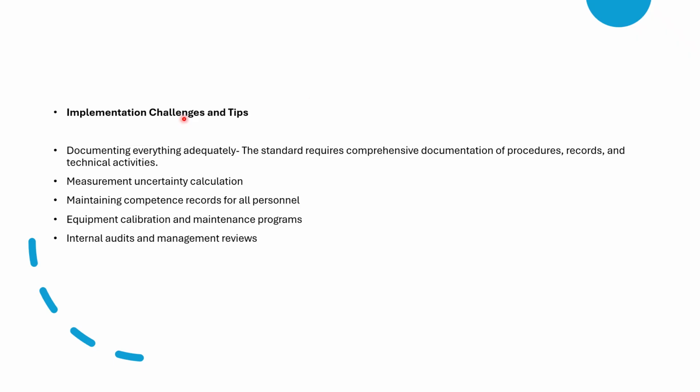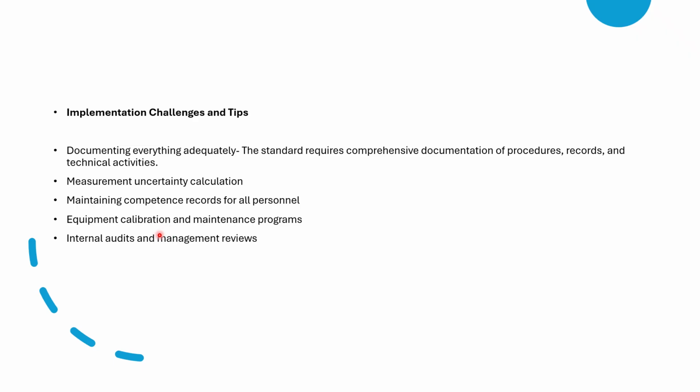Now let's talk about the implementation challenges and tips. Let me briefly touch on common implementation challenges, topics I'll explore in much greater depth in my implementation series. The first one is documenting everything adequately. It can be very overwhelming. The standard requires comprehensive documentation of procedures, records and technical activities. The second one is measurement uncertainty calculation. It confuses many laboratories. This is a complex topic that deserves its own detailed discussion. Third is maintaining competence records for all personnel. It can be very burdensome.